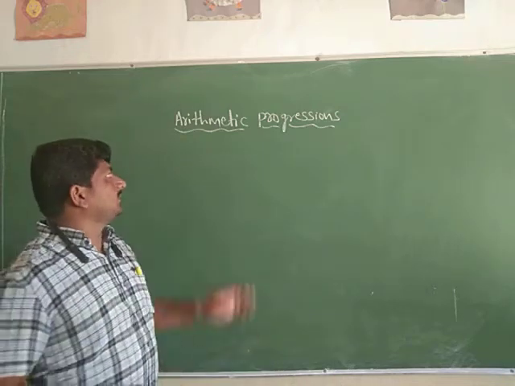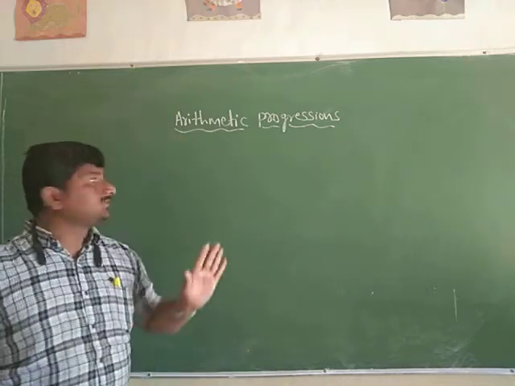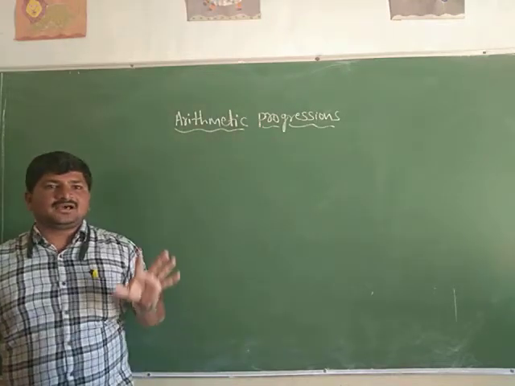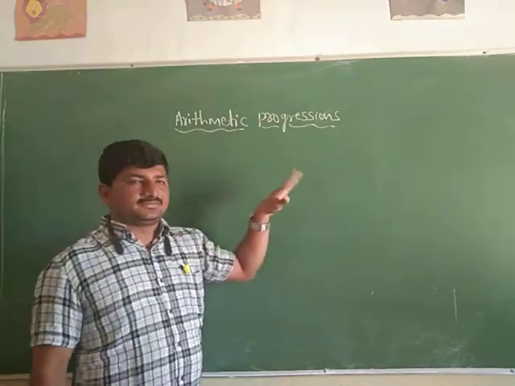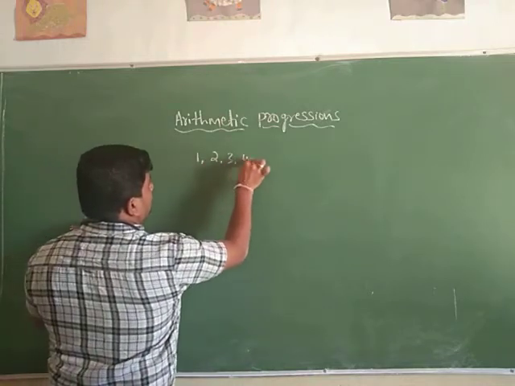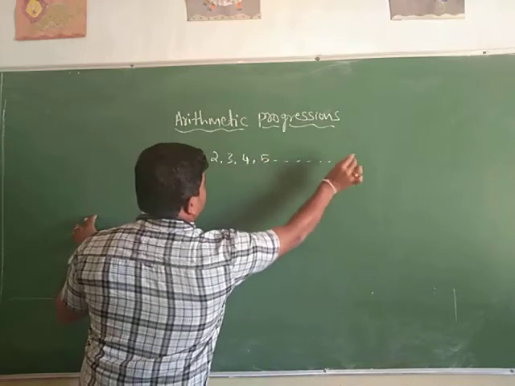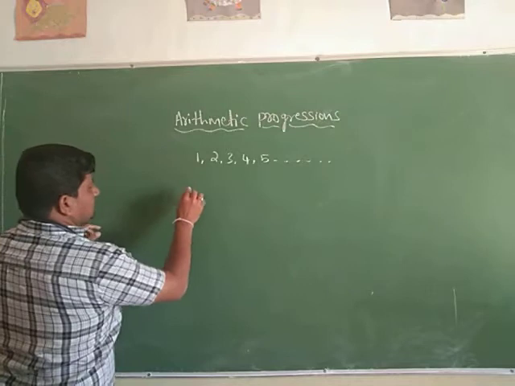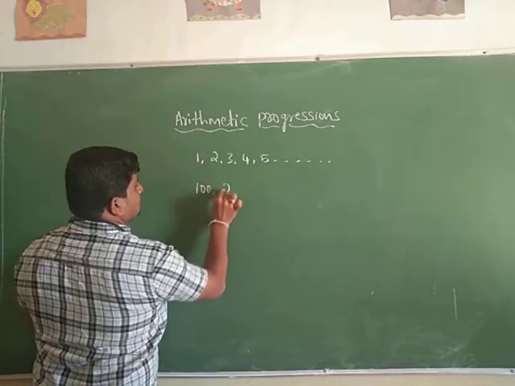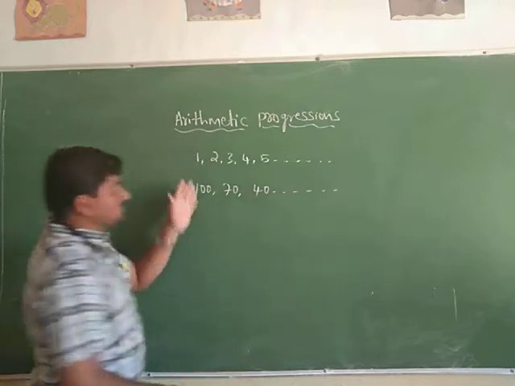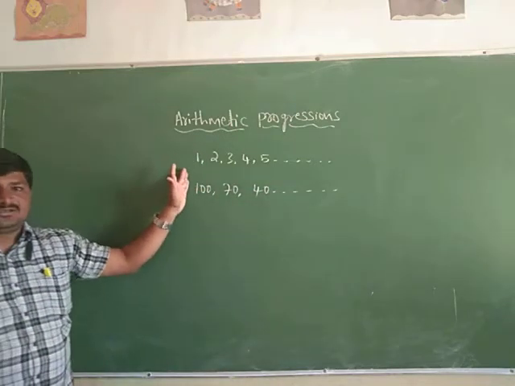So today we discuss the new chapter, arithmetic progression. Progression is nothing but the arrangement of numbers in some pattern. That is 1, 2, 3, 4, 5, and so on, up to n terms. For example, 100, 70, 40, and so on. These two are numbers in some pattern.